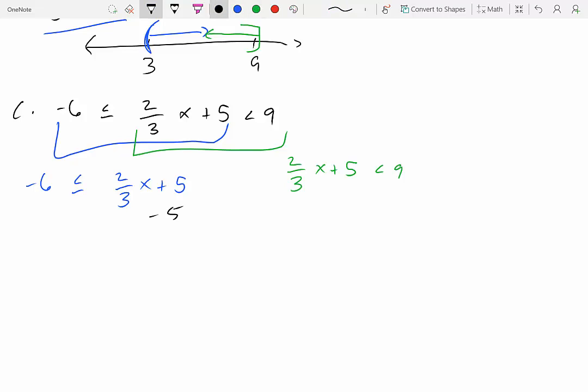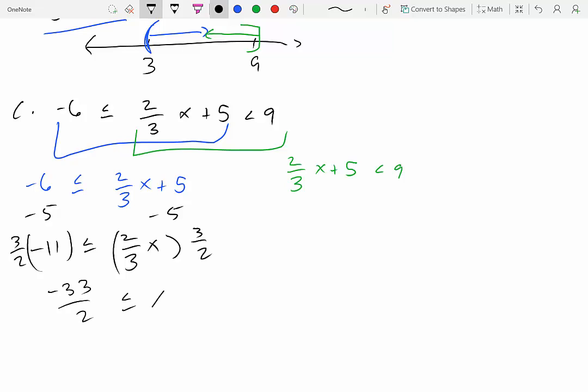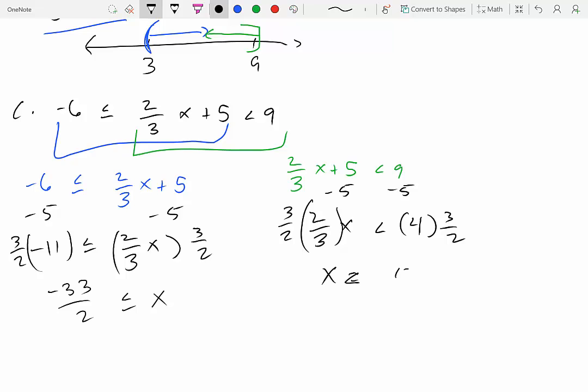We're going to subtract 5. So we have negative 11 is less than or equal to 2/3 x. Multiply by 3 over 2 to get rid of the fraction. So we have negative 33 over 2 is less than or equal to x. Do the same thing to the green one. We're going to subtract 5. So we have 2/3 x is less than 4. Multiply by 3 over 2. So we have x is less than 12 over 2, and 12 over 2 is 6.